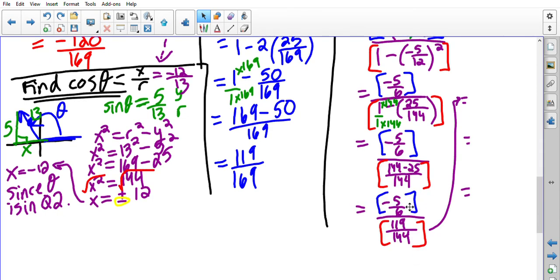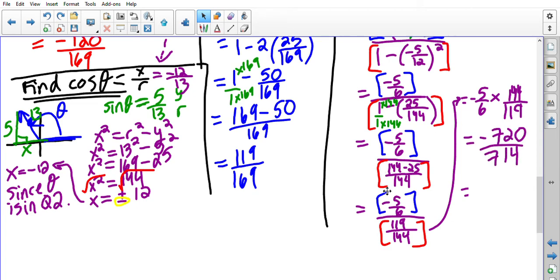So we get negative 5 over 6 divided by 119 over 44. A fraction divided by a fraction means that you keep the top fraction the same, flip to multiplication, and multiply by the reciprocal of the bottom. So negative 5 over 6 times 144 over 119.